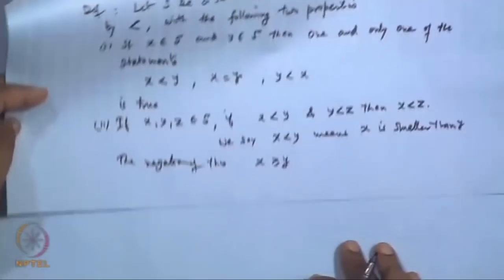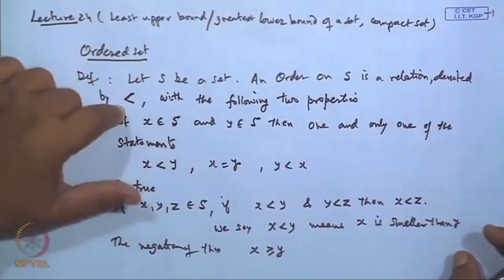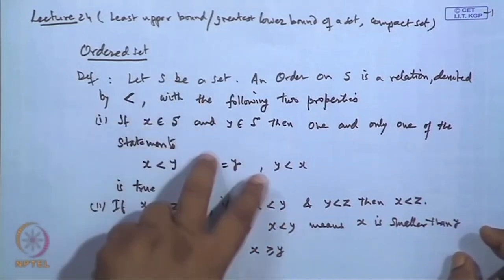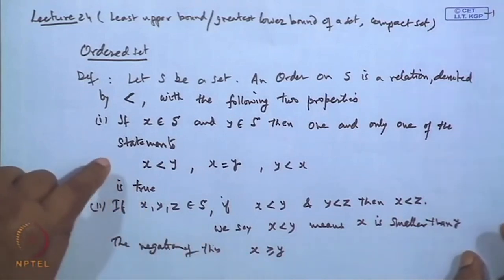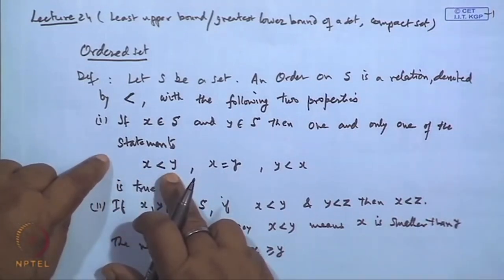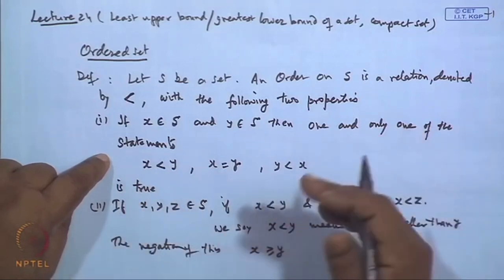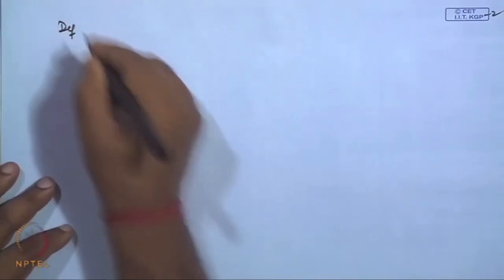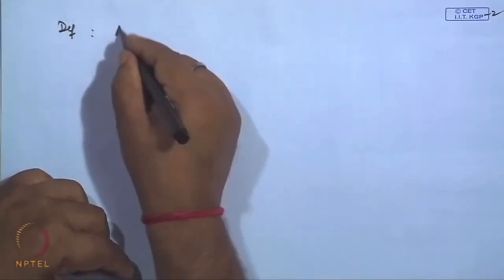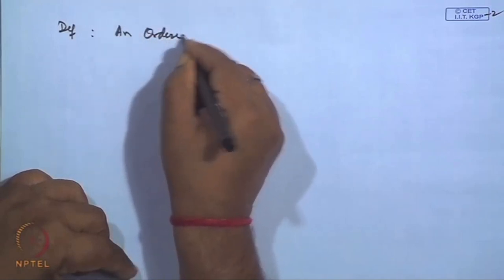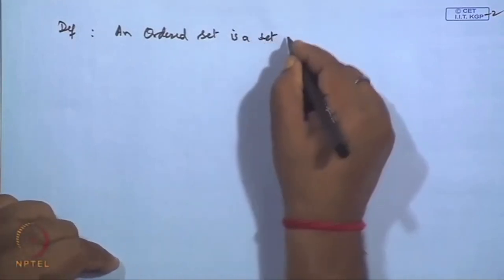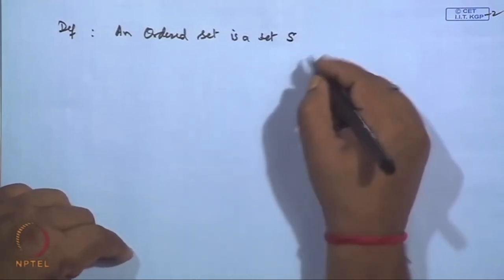Now obviously when we say the set of rational numbers or the set of real numbers, this order is defined. One can identify two real numbers or two rational numbers and say which one is smaller than the other, or whether they are equal, or whether one is greater than the other. Then an ordered set means a set S in which an order is defined.